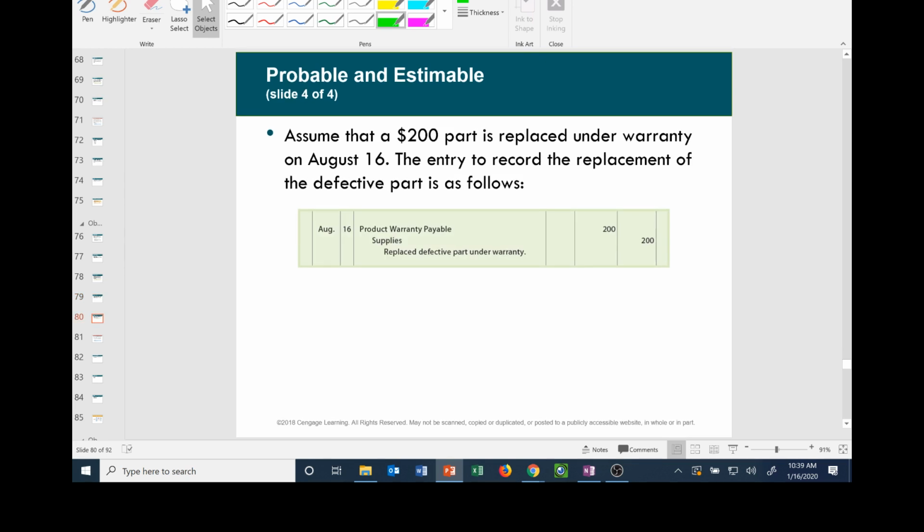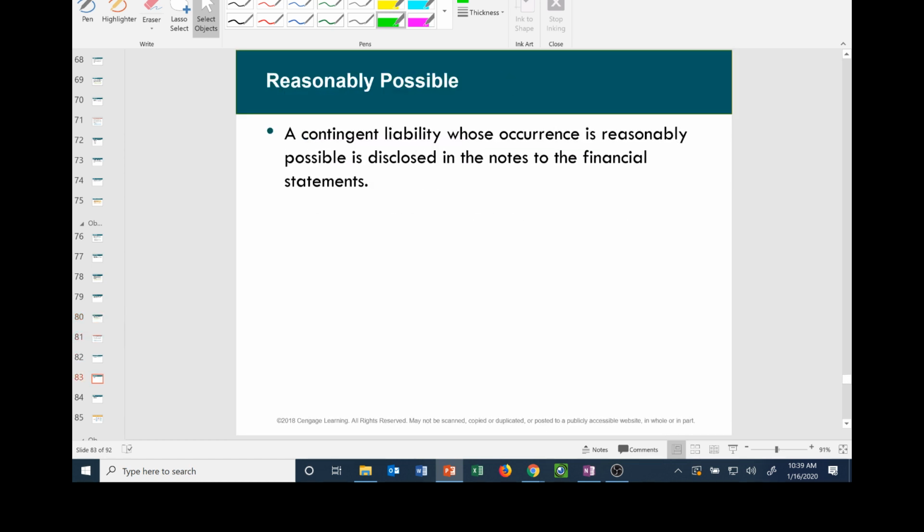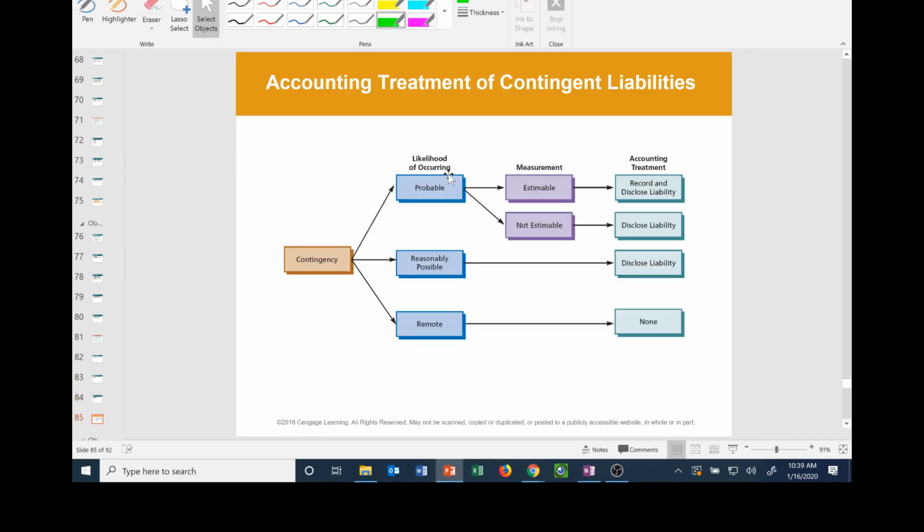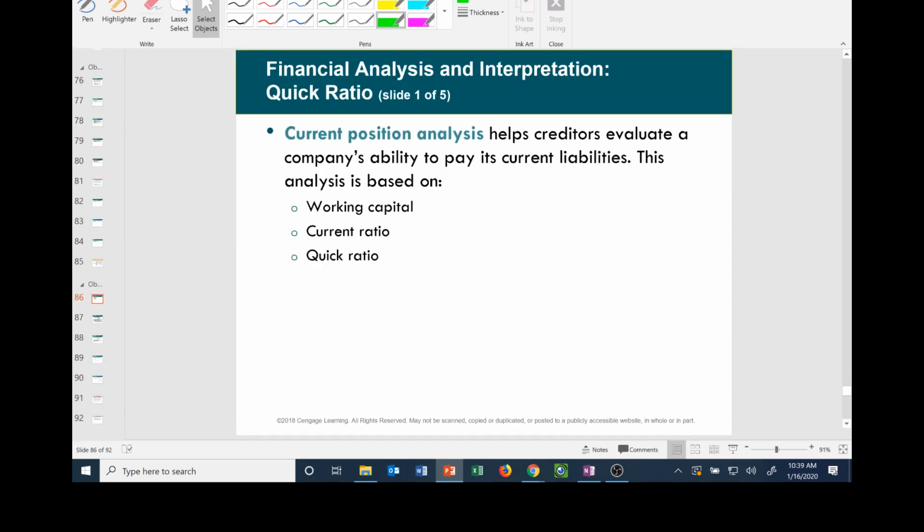All right, product warranty payable: you may have to fix it, or if it's supplies, you have to replace it. Those are contingent; you don't know if they're going to happen or not.